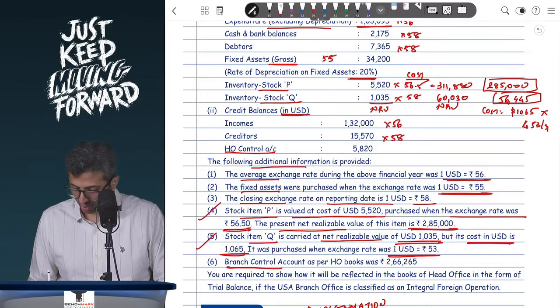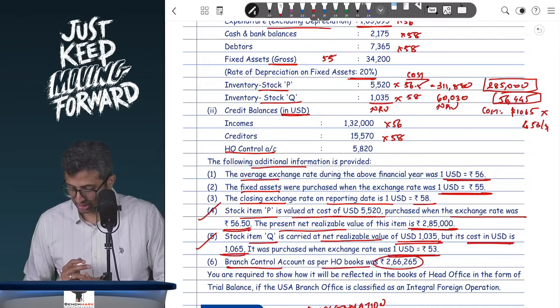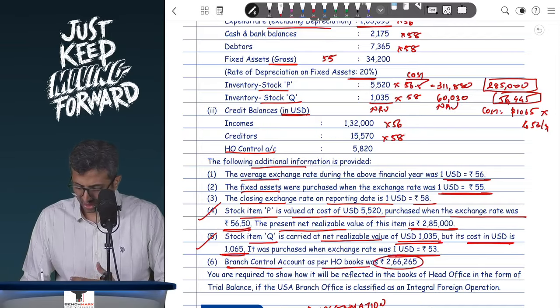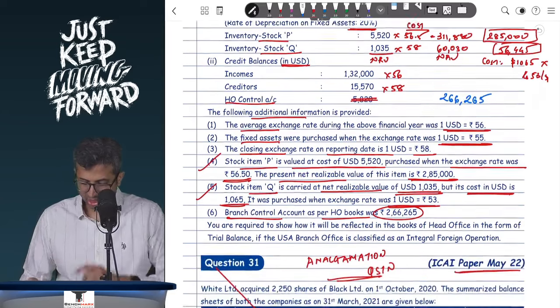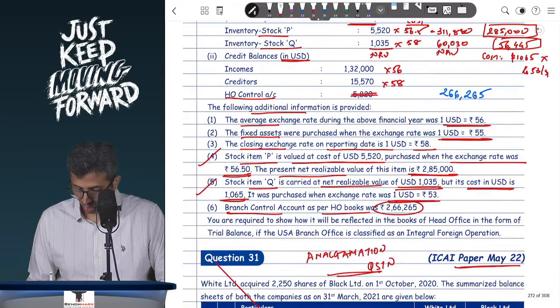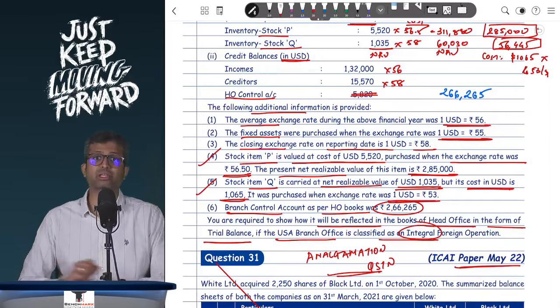Branch control account as per HO's books was 266,265. So this is perfect. This will directly be at 266,265 if I take all of these. You're required to show how it will be reflected in the books of the head office in the form of trial balance if the USA branch is classified as an integral foreign operation, clearly told to you, integral.